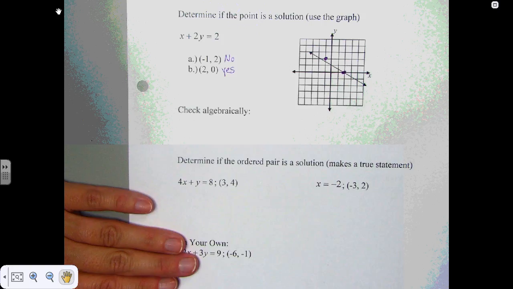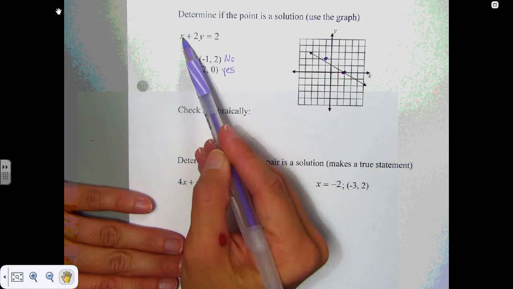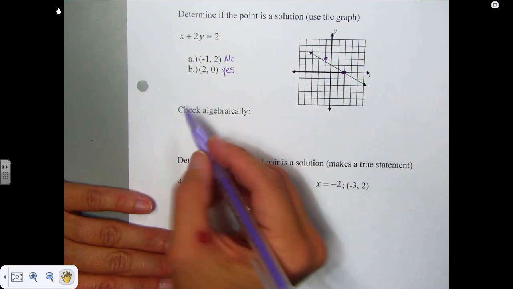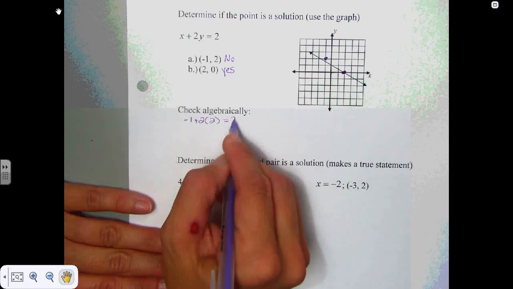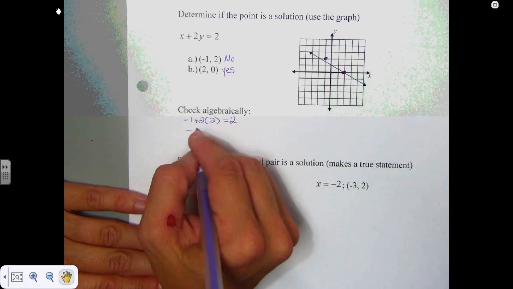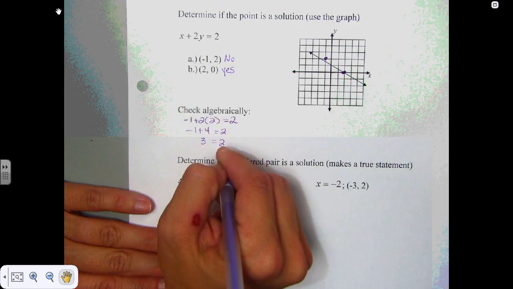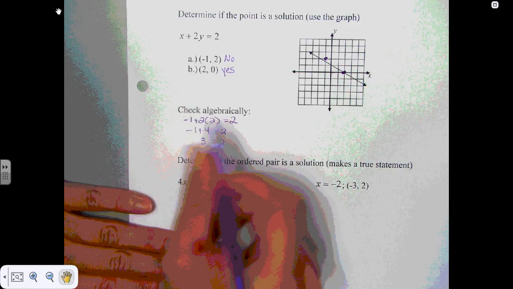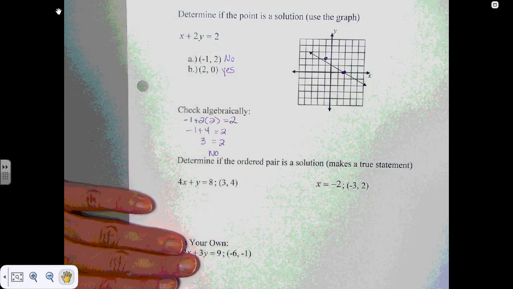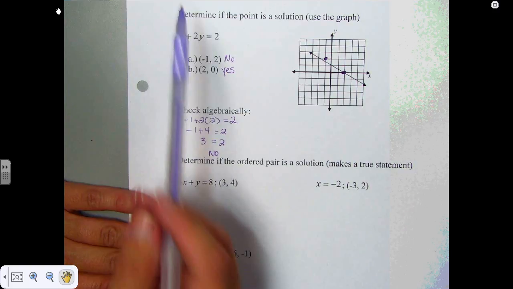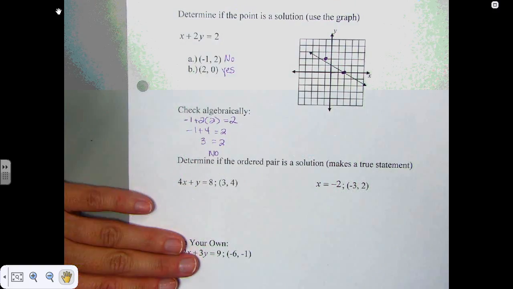So now what we're going to do, and this is what I think maybe you were looking for, is I'm going to plug negative 1 in for x. I'm going to plug 2 in for y. So I have negative 1 plus 2 times 2, and I want to know if that equals 2. Well, this is negative 1 plus 4, which is 3. Does 3 equal 2? No. So whether you're plugging that ordered pair into the equation, which is what our first definition said about solutions, or whether it's using this understanding of what a graph is, we get no for A either way.